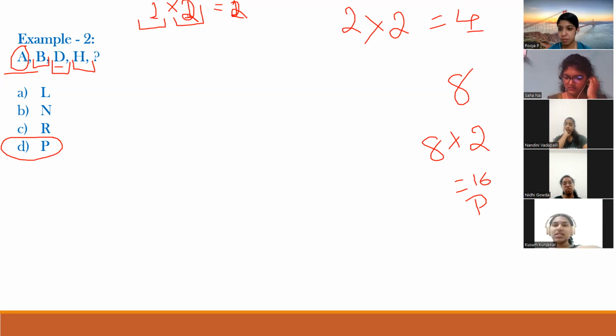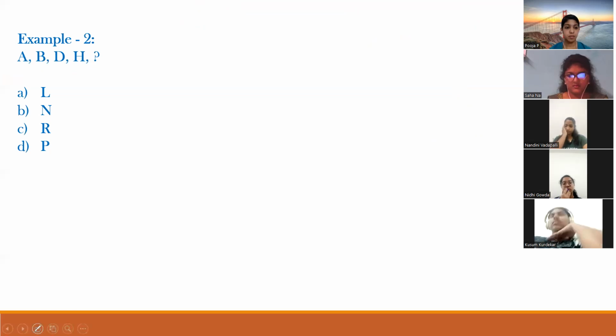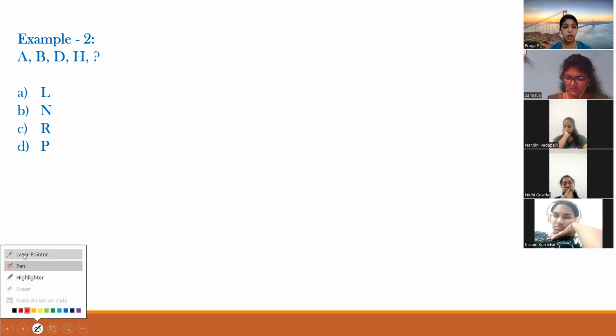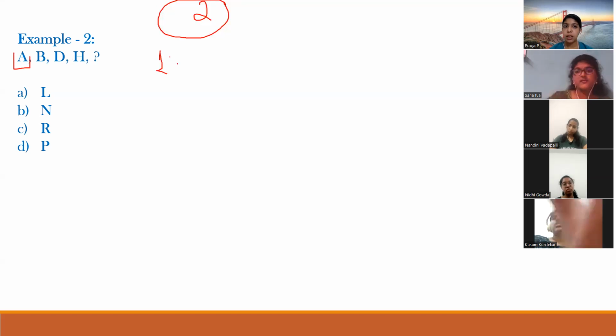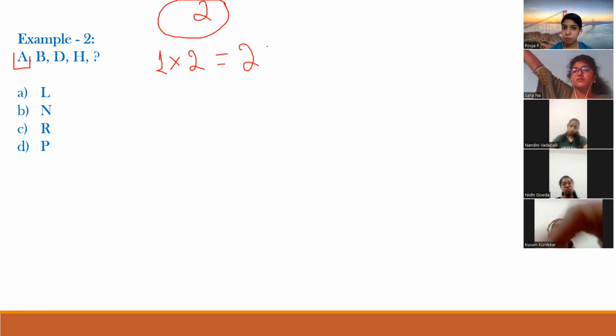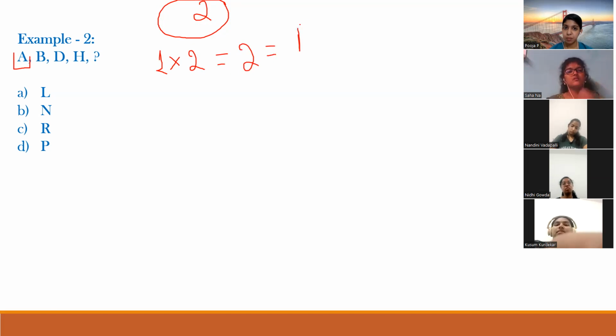Okay, ma'am, can you explain once? Sure. They've used a common factor of 2 while generating the sequence. So which is your first term given? A. So what is the letter number for A? 1. So 1 multiplied by 2 gives you 2. So which is the second alphabet? B. So that has come as your second term.